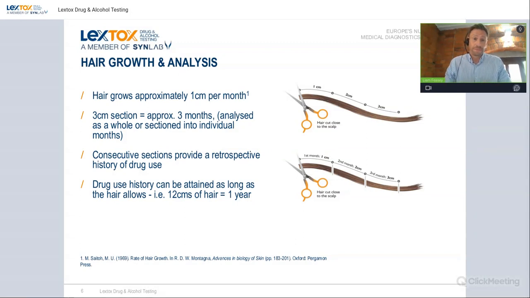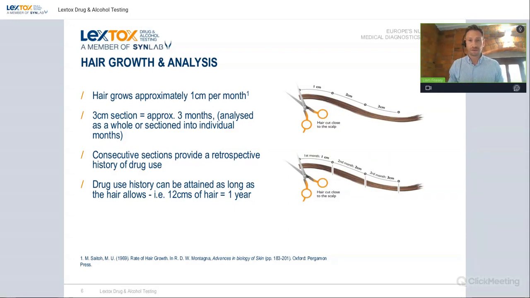So to begin with, hair grows at approximately 1 centimetre a month. This means that a 3 centimetre section of scalp hair will provide a 3-month history of an individual's drug and alcohol use over a period of time. It would be very convenient if everyone's hair did grow at 1 centimetre a month, but it's the average growth rate of the population. So we use the average growth rate so that we can provide an approximate time period to that sample of hair.